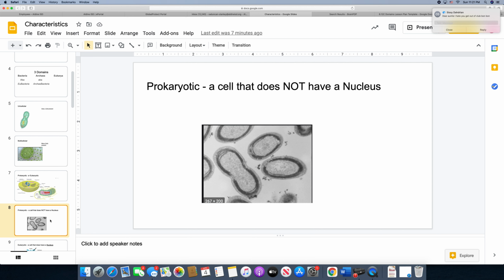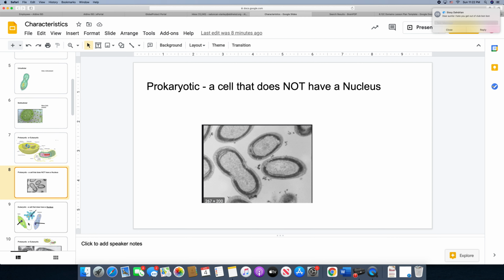Let's start with the prokaryotic cell. As shown here, a prokaryotic cell does not have a nucleus. Typically, it's a large black bean-looking thing inside of the cell. So here you can see there are no clear defined dark spots that would indicate a nucleus. So this is a prokaryotic cell. It does not have a nucleus.